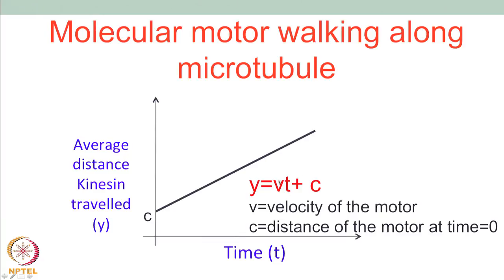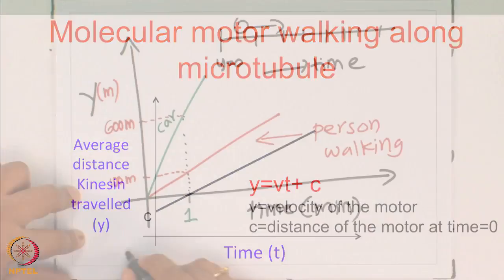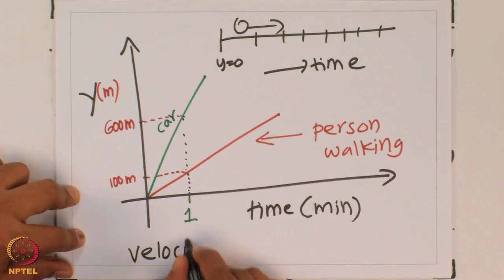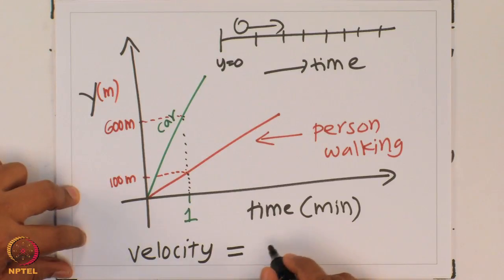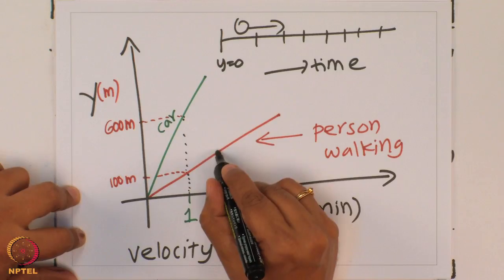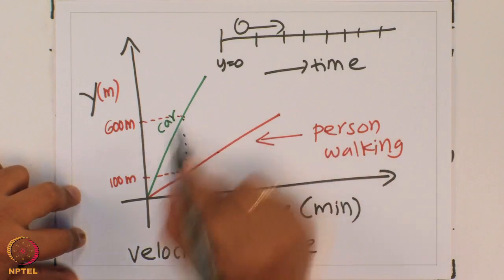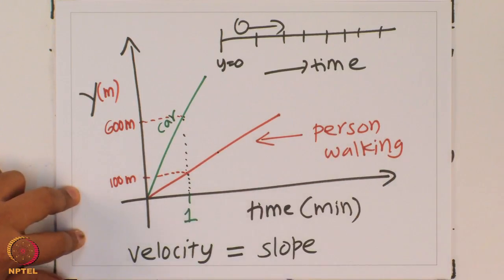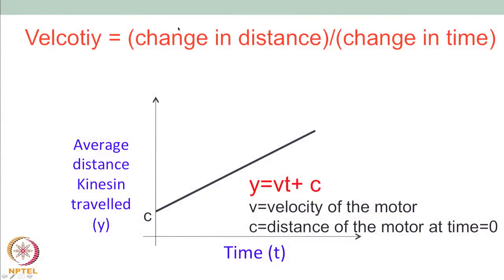Now what is v? We all know that v is nothing but the velocity. And the claim here is that velocity is nothing but the slope. As you know, velocity is equivalent to m, which is the slope, and the person has a smaller velocity compared to a car. This we all know. So how do we calculate velocity? It is change in distance by change in time. Now how do we represent that mathematically?